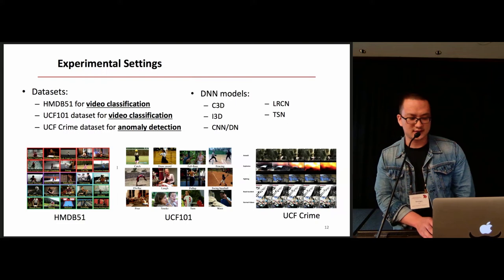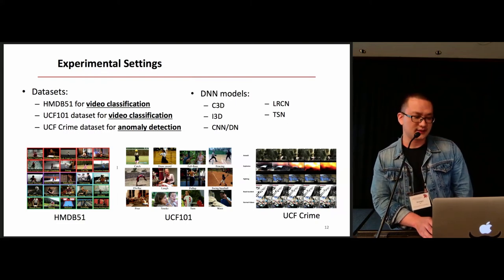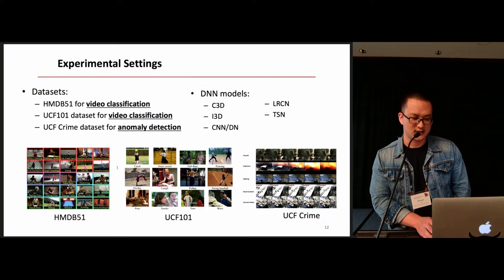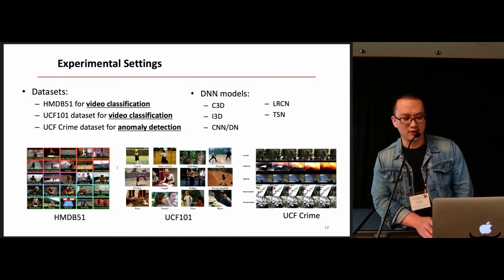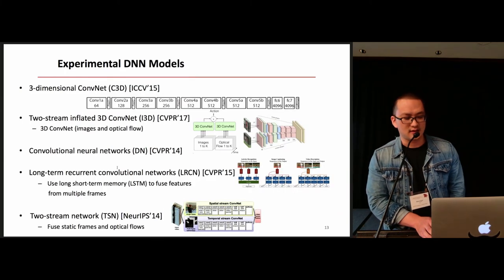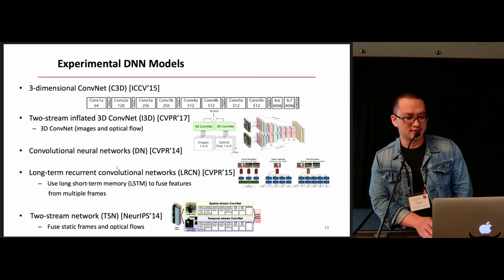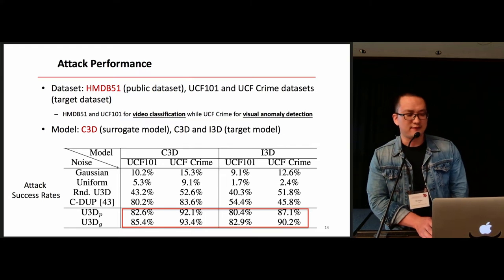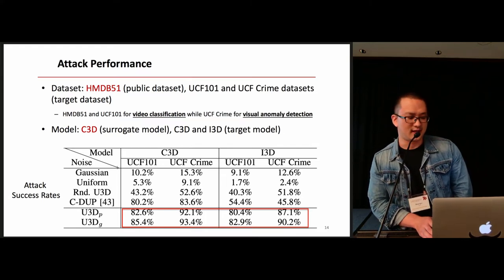For the first, we utilize three main data sets, HMDB51 and UCF101 for video classification, and the UCF Crime data set for anomaly detection. And we also use five main models to evaluate the transferability of our attack. Here I want to go into detail to introduce these video models. We mainly report the attack performance in terms of the attack success rate.